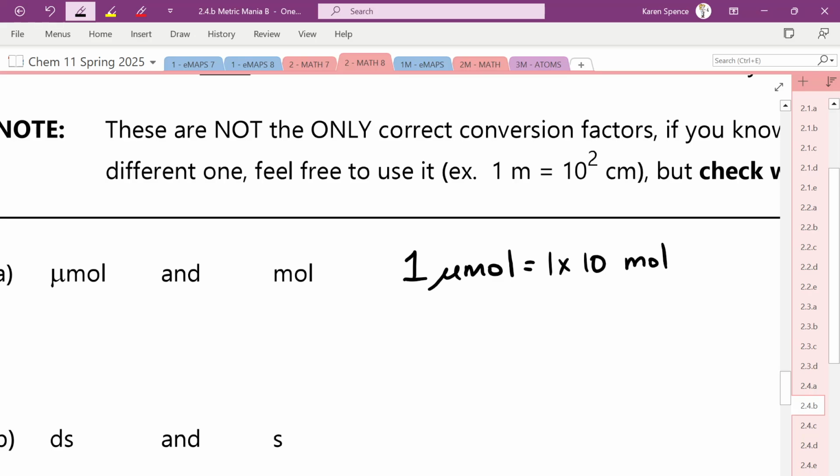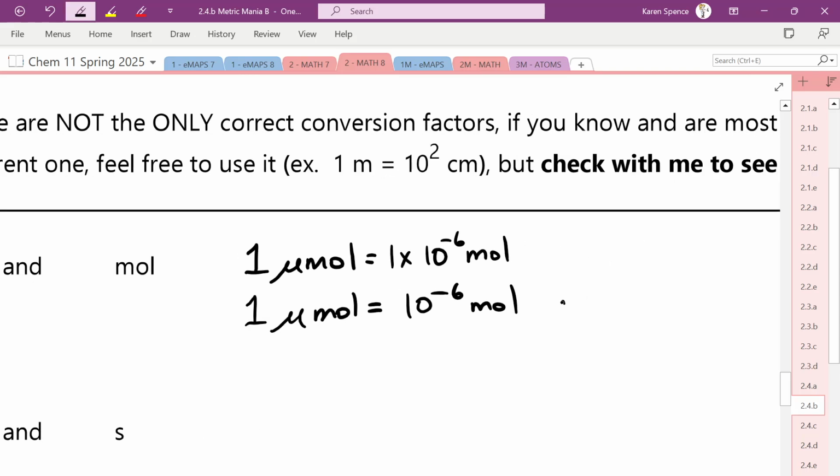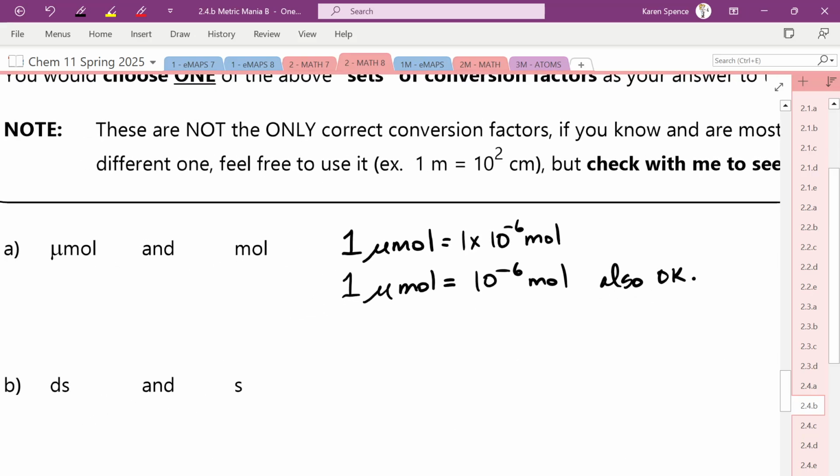One times 10 to the -6. Now, I'll let you know, if you prefer, you can just write 1 micromole is equal to 10 to the -6 moles. That is also okay. But when you're entering it on your calculator, you would enter it as 1e -6. Yes? There are other conversion factors, but these are the ones that I want you to write down just for now, okay?